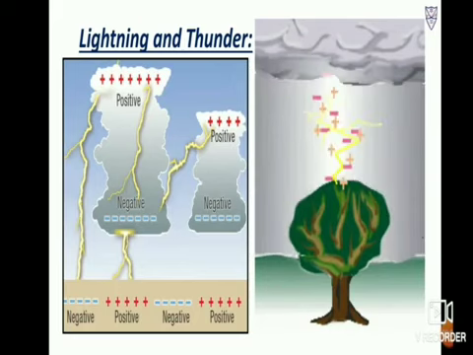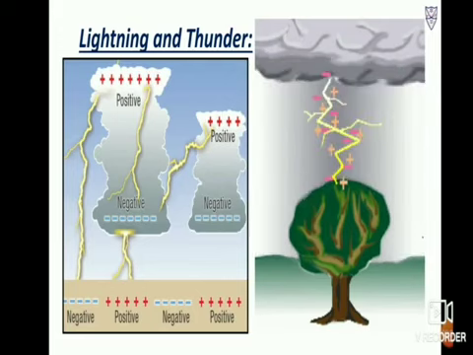So when electric charge flows between charged clouds and a tall building, we say that lightning has struck in the form of a lightning strike.